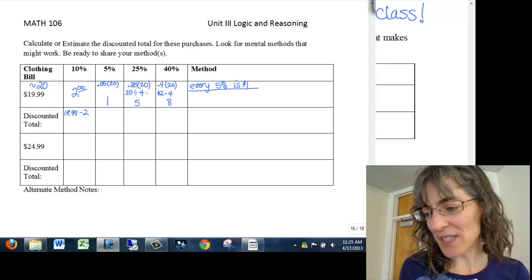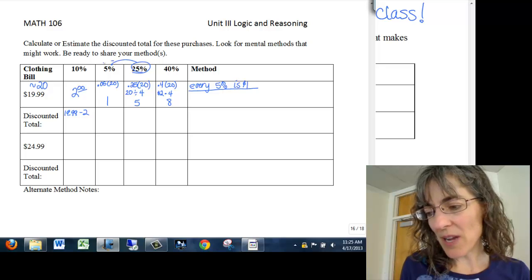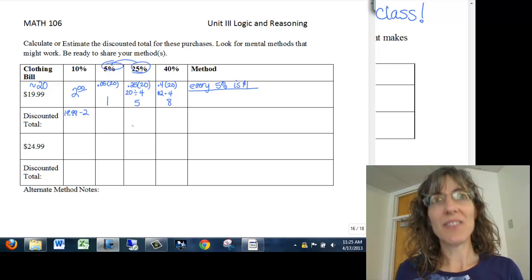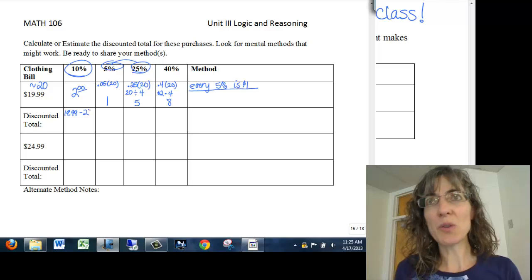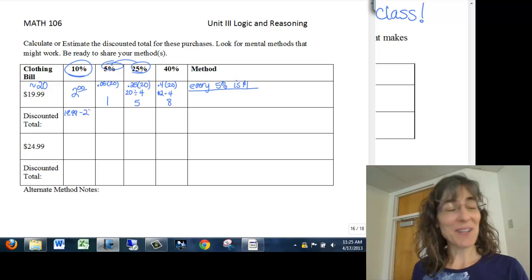Okay, so we could say 25% minus 5%, right? So we could do 5 minus 1 is 4. Or we could do 10% times 2, and that would give us a 4 as well. Good. A bunch of ways.